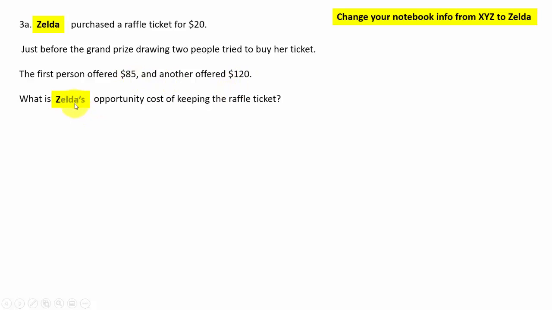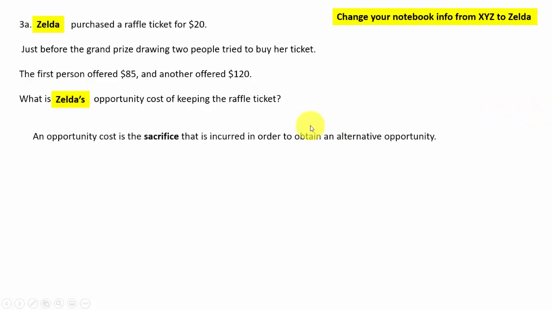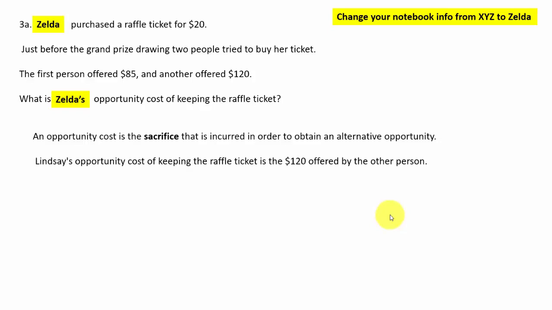So what is Zelda's opportunity cost of keeping the raffle ticket? Well, she can either keep the ticket and possibly win something on this raffle, or she could have gotten $120 for it. That's the highest offer they had, so the opportunity cost for her is the sacrifice that is incurred in order to obtain the alternative opportunity, which in this case was $120. So Zelda's opportunity cost is $120.